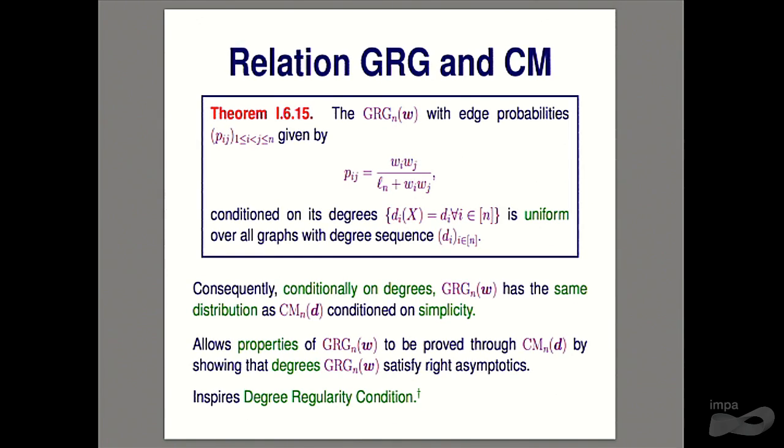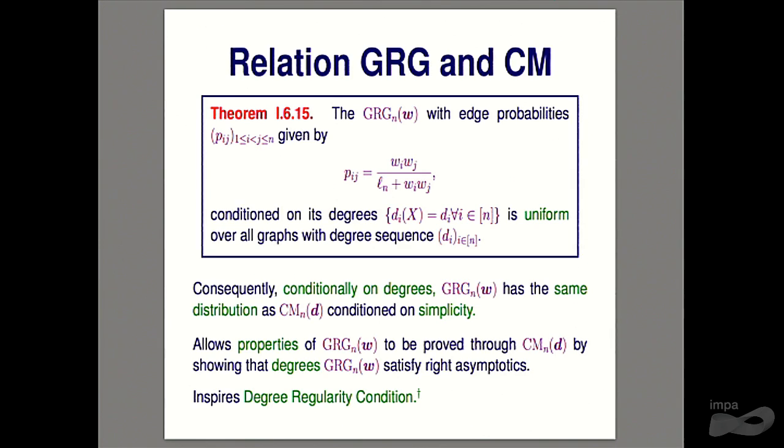So how this is being used is that properties are being proved for the configuration model, then they're lifted to the setting where you condition on simplicity. Therefore, you get it for uniform random graphs with that degree distribution. And then for the generalized random graph, you say, okay, if I were to condition on the degrees, then it would have the same law.